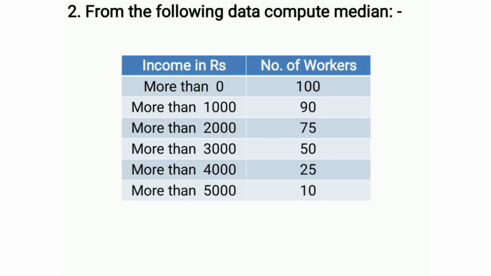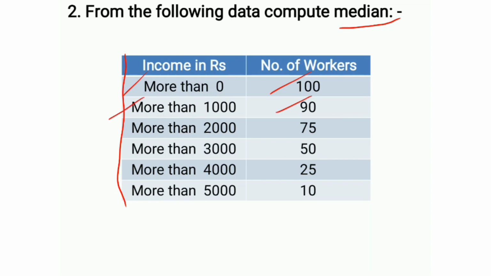The second question from section B is, from the following data, compute median. What they have asked in the question is to calculate the median. The question table given is income in rupees, more than 0. More than 0, there are 100 employees earning. More than 1000 rupees, how many are there?